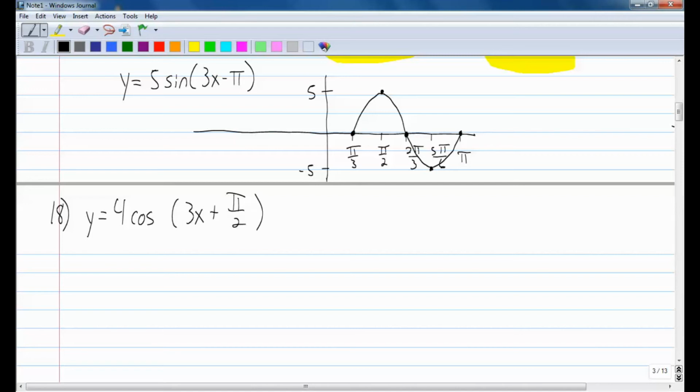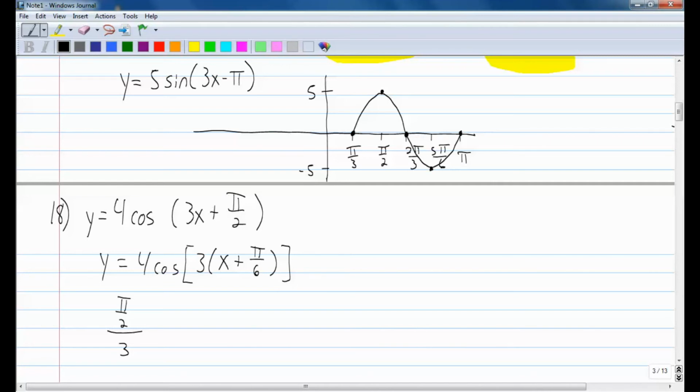Alright, now this is a cosine graph. Notice there's a phase shift. So I need to rewrite this. I want to start out by factoring out a 3. That's my omega. That's going to leave me with x plus. Now, to factor 3 out of pi over 2, I say pi over 2 divided by 3. So pi over 2 times 1/3, that's pi over 6.